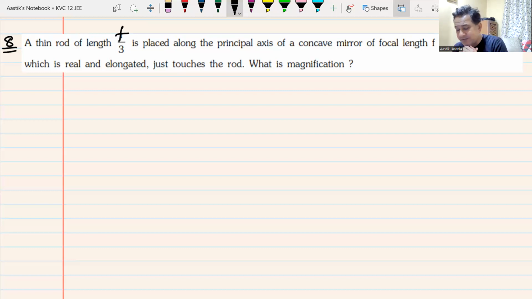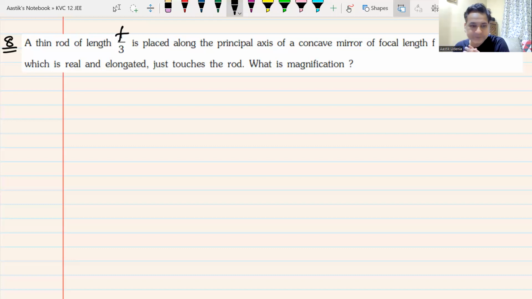The length of the rod is f/3. It is placed along the principal axis. Focal length of the concave mirror is f. The image is real and elongated. One end just touches the rod. Find the magnification. What type of magnification will be there? Lateral or longitudinal?